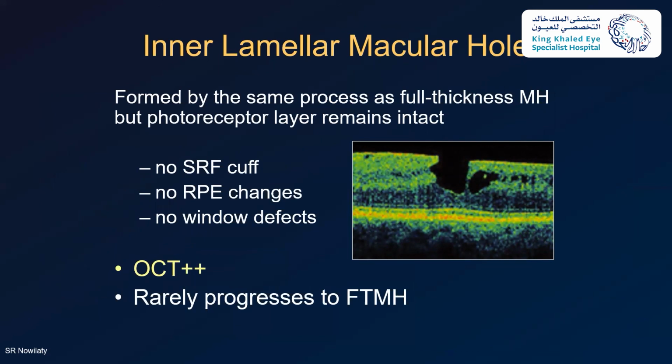Now, the lamellar hole, an inner lamellar hole, is formed by the same process as a full thickness hole, but in general, the photoreceptors remain intact. In general, you don't have subretinal fluid. Okay, you do have fluid in the retina, cystic-like changes, but no fluid here, and there's no window effect. And these can be left and observed.